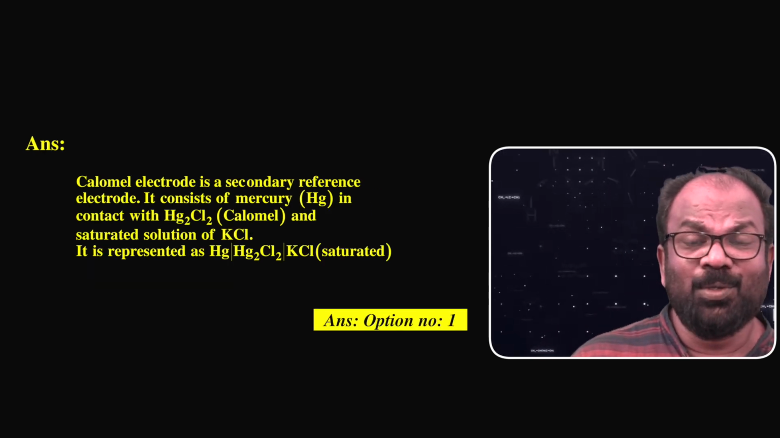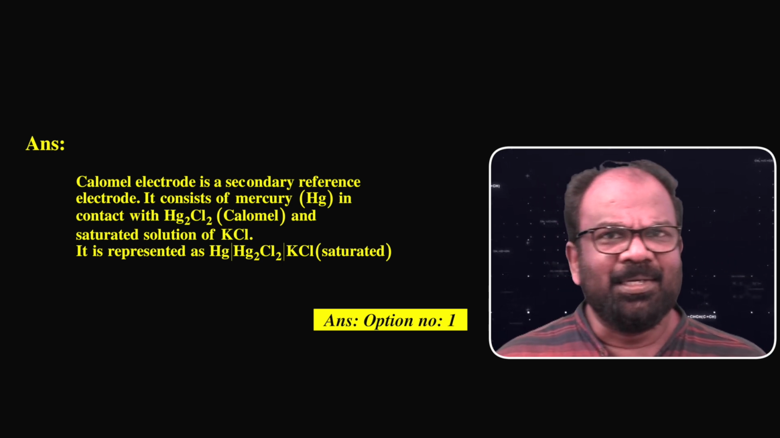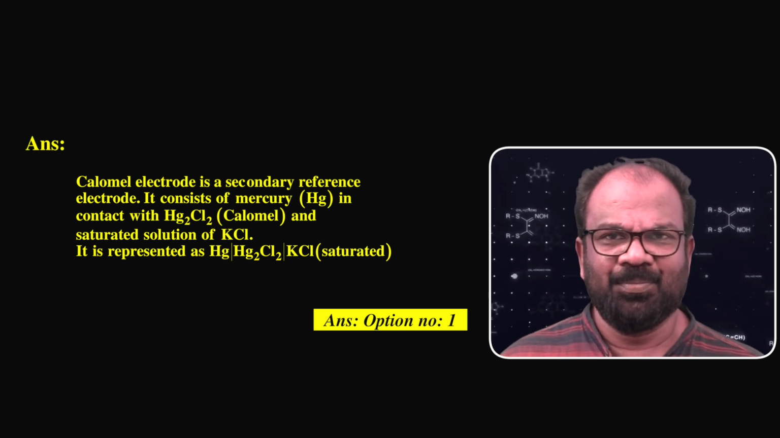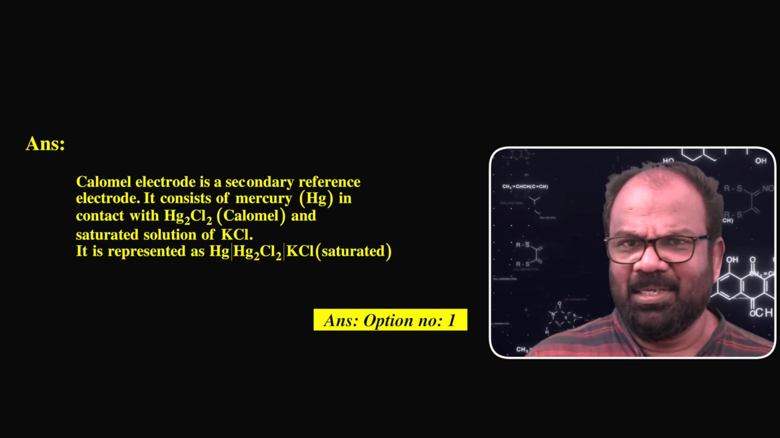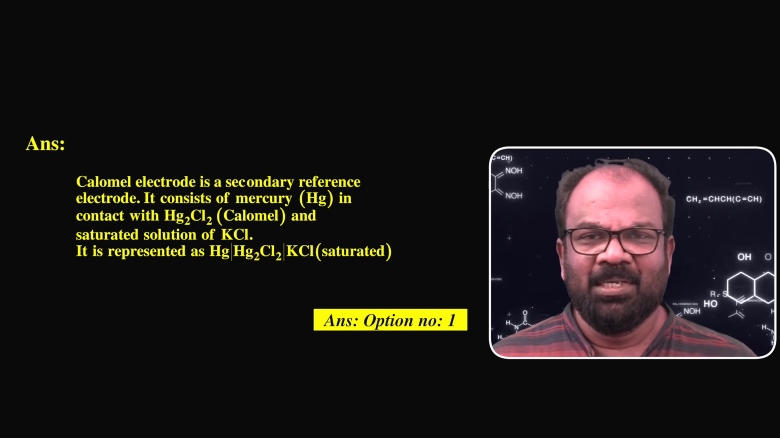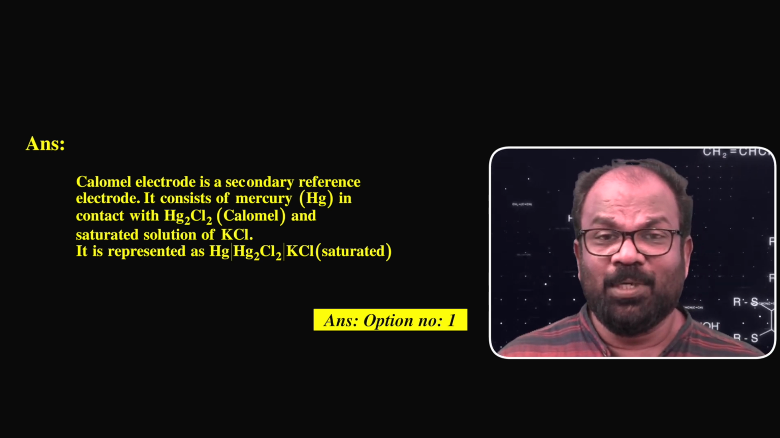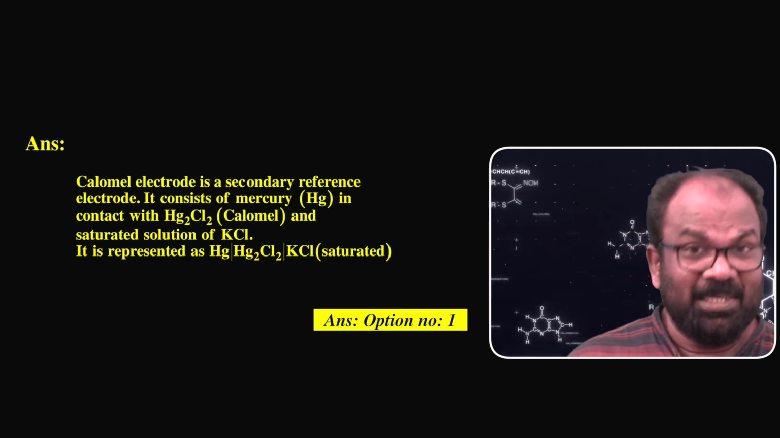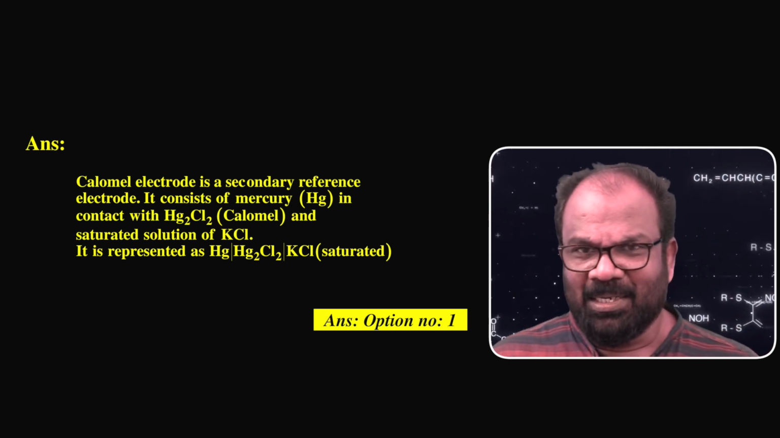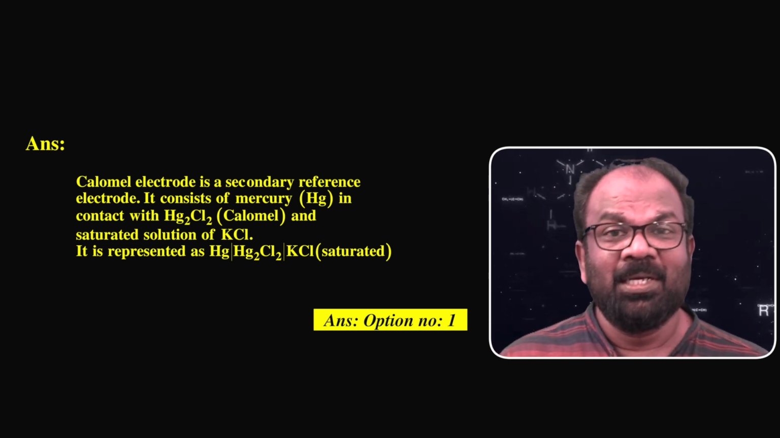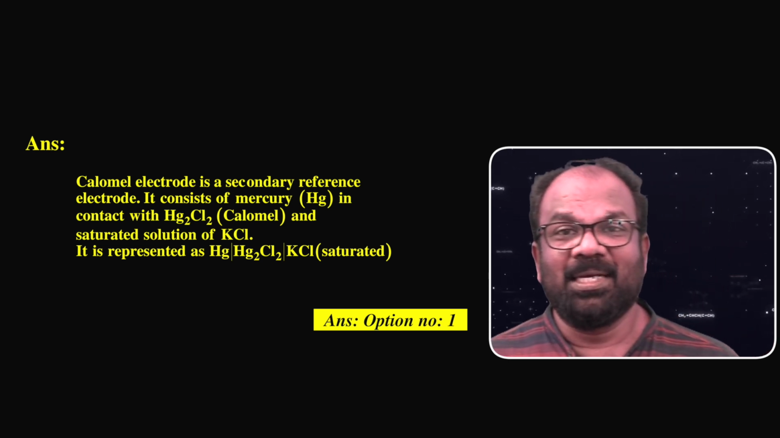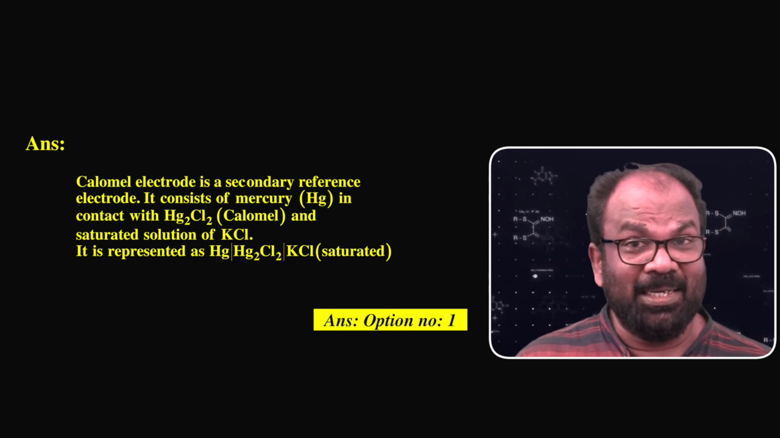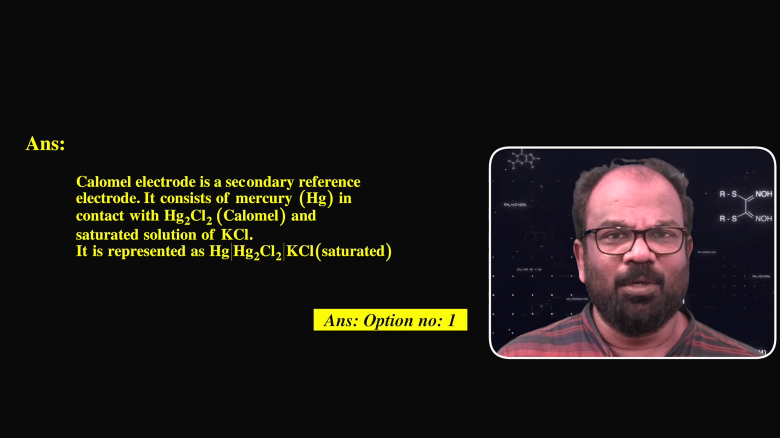We know the calomel electrode is a secondary reference electrode. Reference electrodes are the electrodes used for determining the electrode potential of half cells. Calomel electrode consists of mercury in contact with mercurous chloride, that is Hg2Cl2, which is also known as calomel, and a saturated solution of potassium chloride. It is represented as Hg | Hg2Cl2, which is an insoluble salt, | KCl (saturated). So the calomel electrode is a metal insoluble salt anion electrode. So here the answer is option number 1.